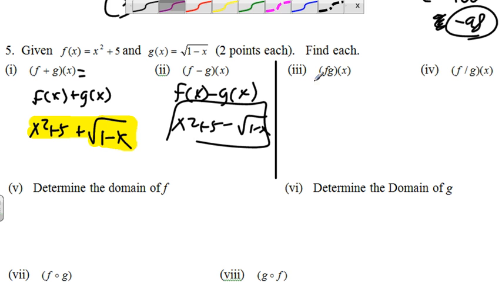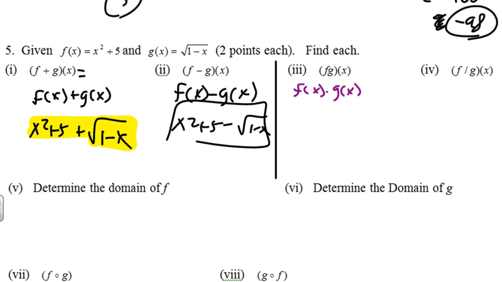So now this right here means f of x times g of x. That's what it means. So like when you write gf of x, it means g of x times f of x. Okay, so f of x times g of x. Let's see here. F of x is this guy, right? So x squared plus 5, but then times that by the square root of 1 minus x.